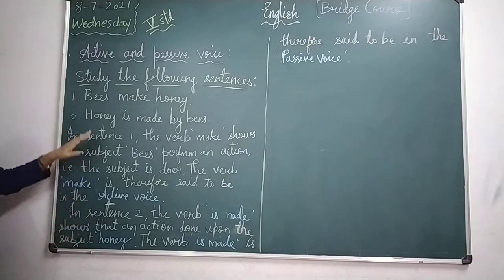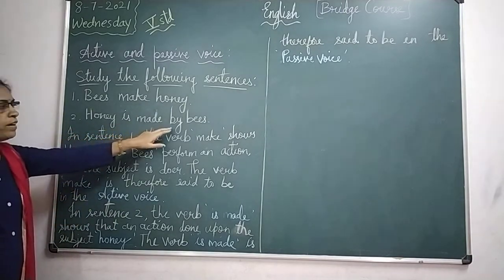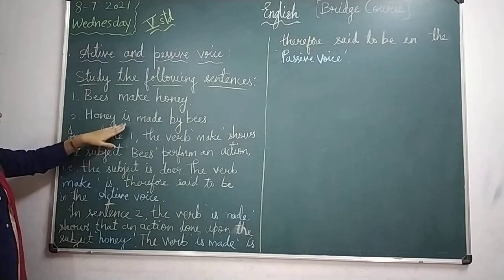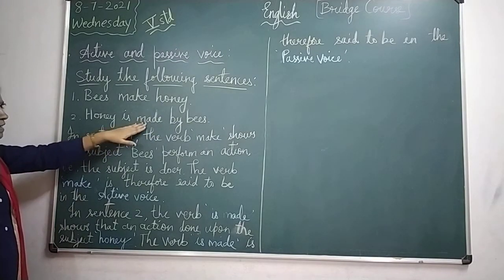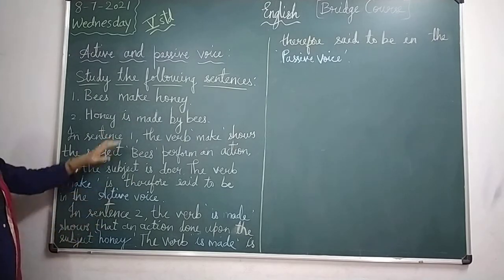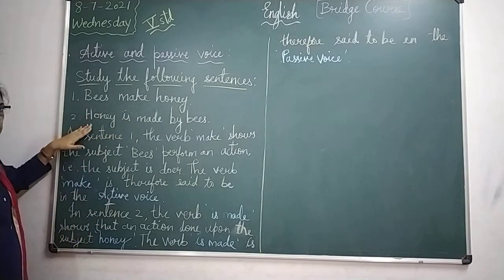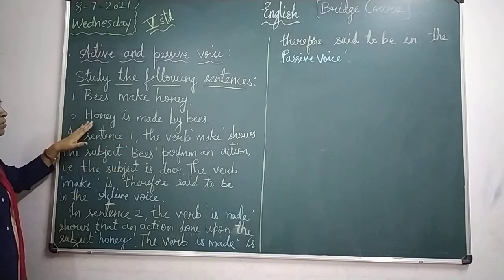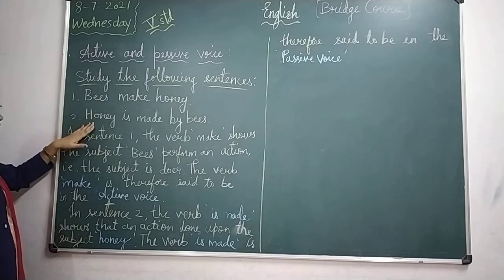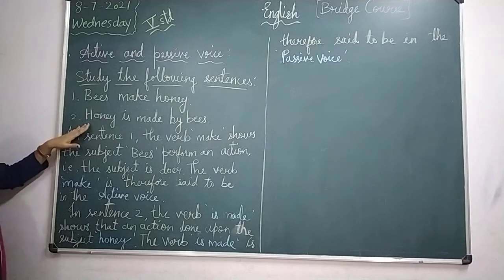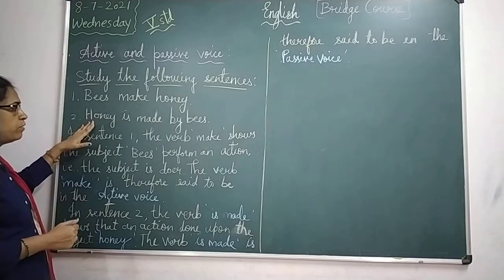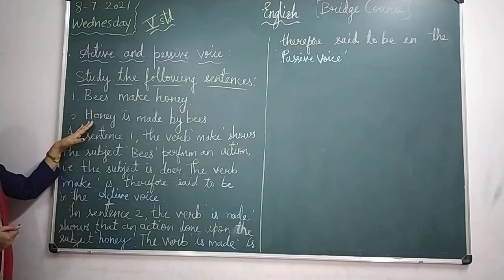And in sentence 2: honey is made by bees. The verb in sentence 2 is made. The verb is made shows that an action is done upon the subject. Done upon the subject, honey. So which is the subject here? Honey. So done upon the subject, honey. The verb is made is therefore said to be in the passive voice.